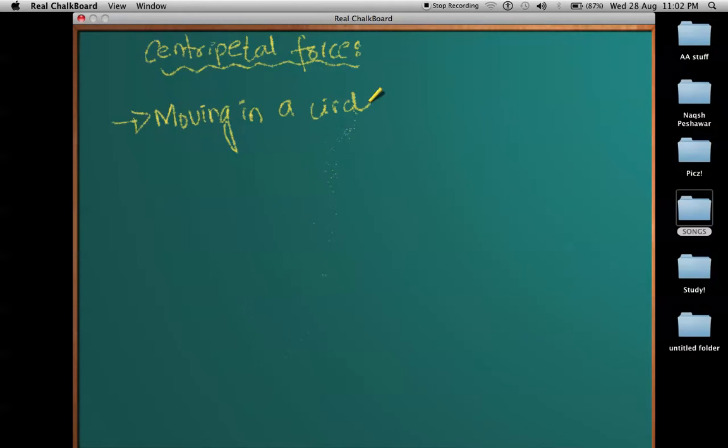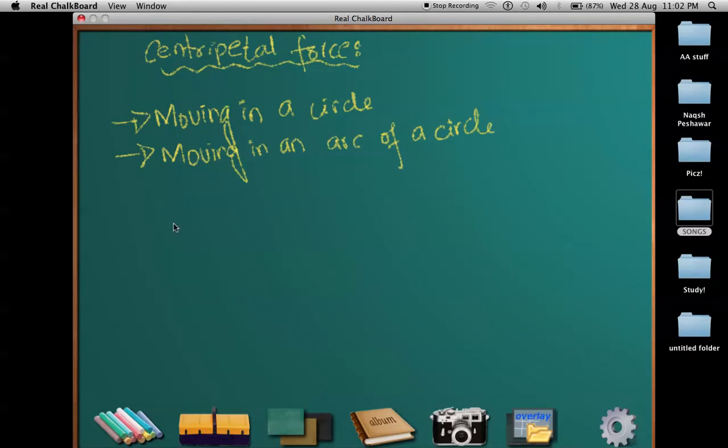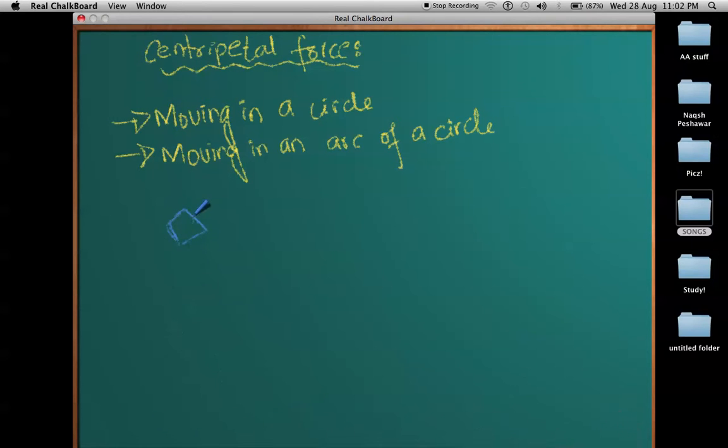or moving in an arc of a circle. Now let's talk about the first case. Let's see what this means. Whenever, let's say this is the object and this is its path, its trajectory. Okay, this is not a perfect circle, but this is what I mean.